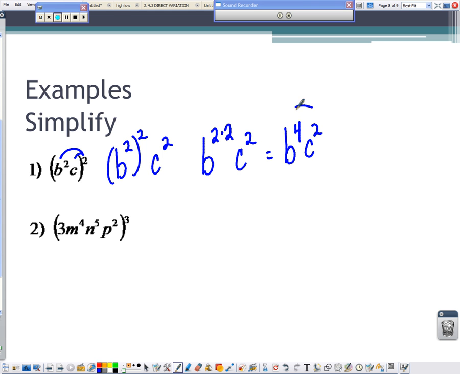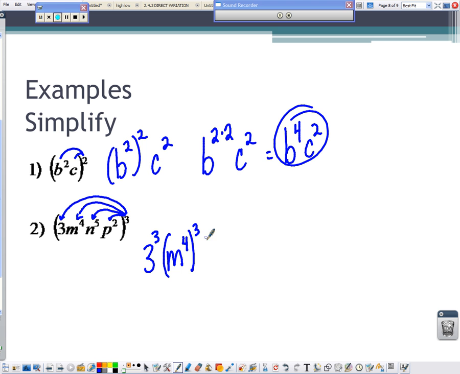c squared. Okay. On the bottom, even though there's 4 items in there, everything has to be raised to this power, and this is the important thing that you have to remember. 3 has to be raised to the power, m to the 4th has to be raised to the power, n to the 5th has to be raised to the power, and p squared has to be raised to the 3rd power. So if I raise 3 to the 3rd power, m to the 4th to the 3rd power, I have n to the 5th to the 3rd power, and I have p squared to the 3rd power.